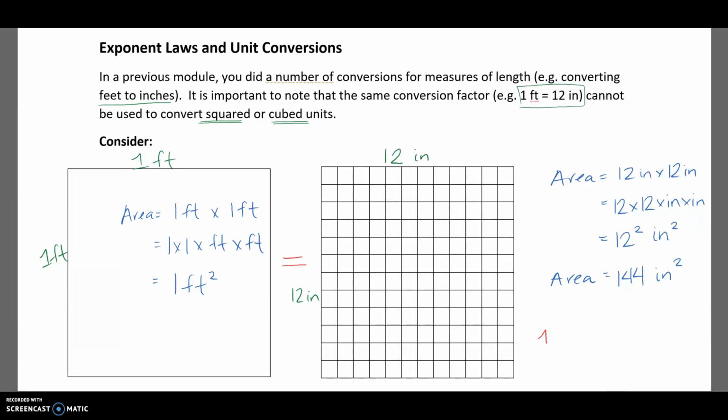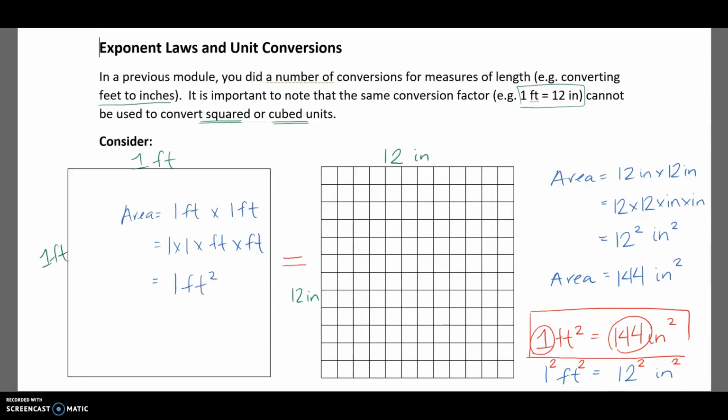What we see here is that 1 square foot is equal to 144 square inches. It's not the same conversion factor as when we had just the measurement of length. To write this another way, you could have just squared all the pieces of our original unit conversion. We knew that 1 foot was equal to 12 inches. If I wanted to square the units so that I could convert from feet squared to inches squared, I can do that as long as I square the numbers as well. 1 squared is 1, 12 squared is 144.